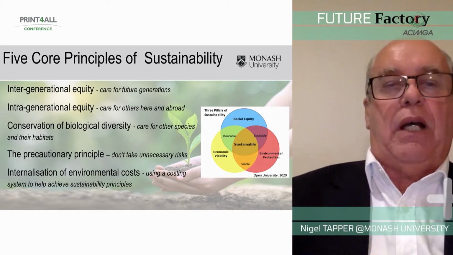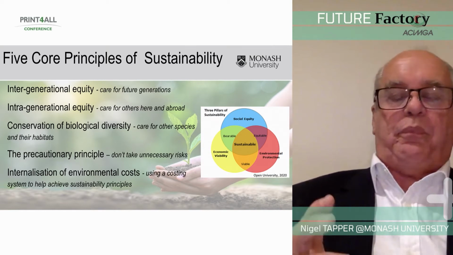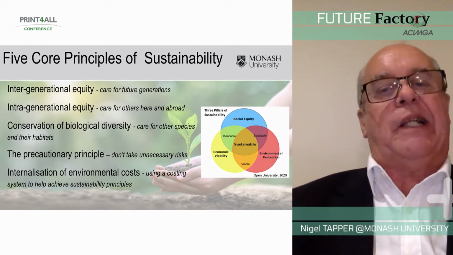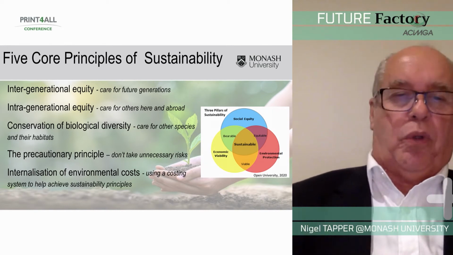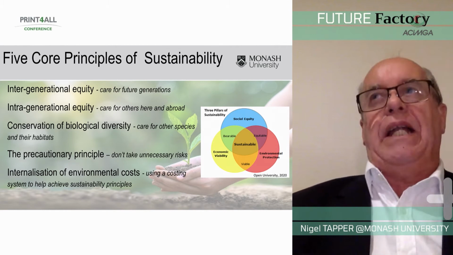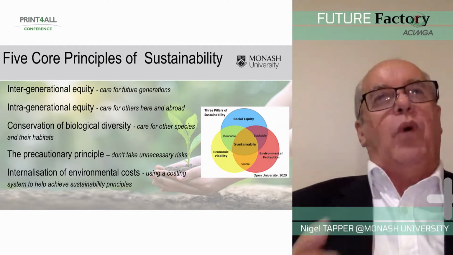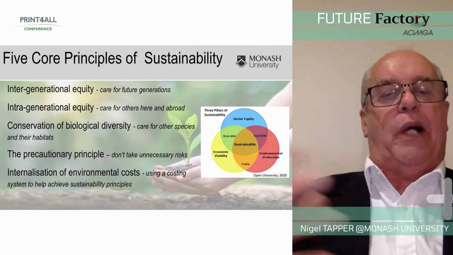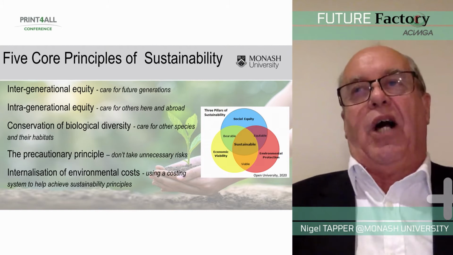Thirdly, conservation of biological diversity. We know that humans depend on the environment, on other species, and on the habitats that support them. So we must do whatever we can to maintain biological diversity. The fourth point is precaution. We must not take unnecessary risks with the environment, which we have in the past with no worries whatsoever. Absolutely. So if we don't take those precautions, then we are likely to lead ourselves into all sorts of issues.